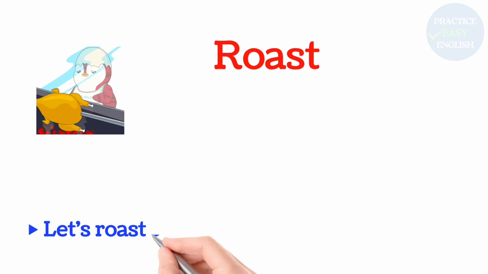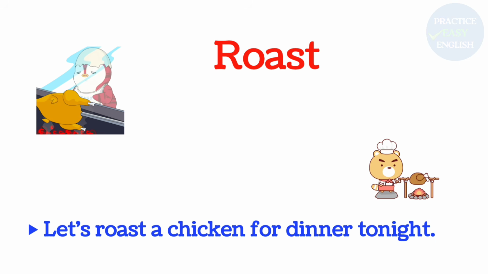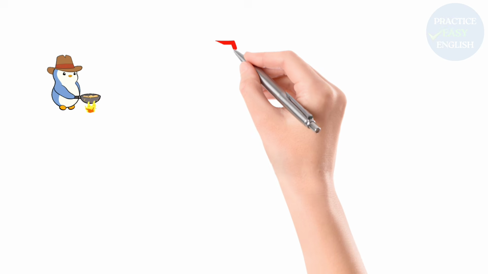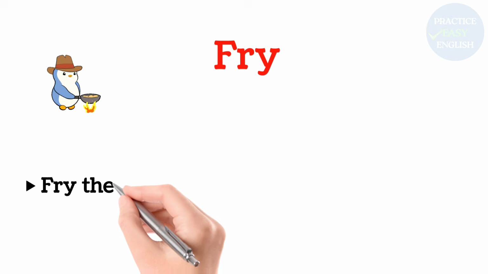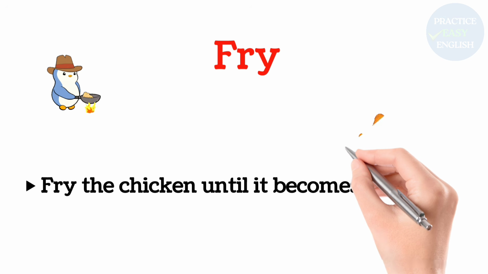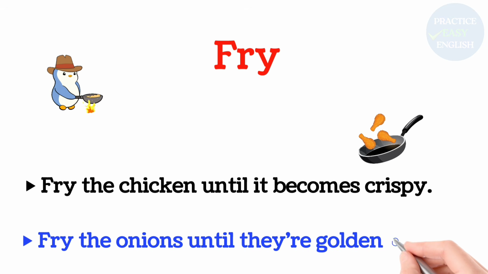Roast. Roast a chicken for dinner. Fry. Fry the chicken until it becomes crispy. Fry the onions until they're golden brown.